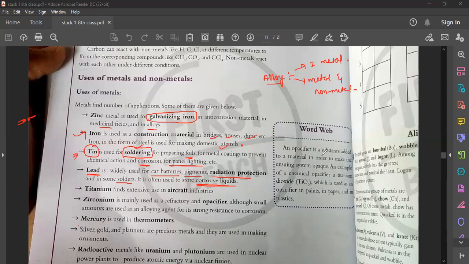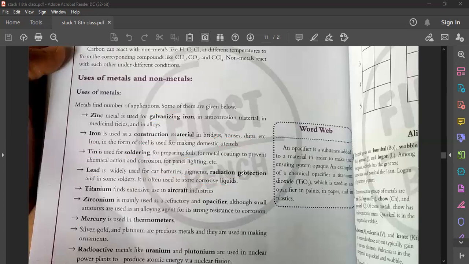So these are some uses of metals and non-metals. Just go through it. What is opacifier? I will tell you that one next class.